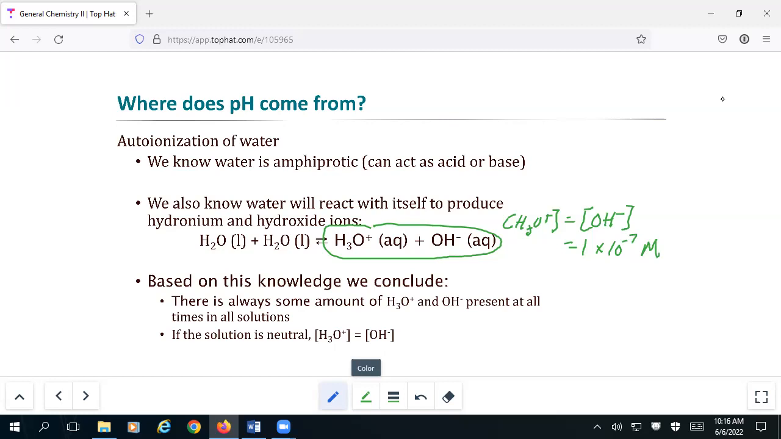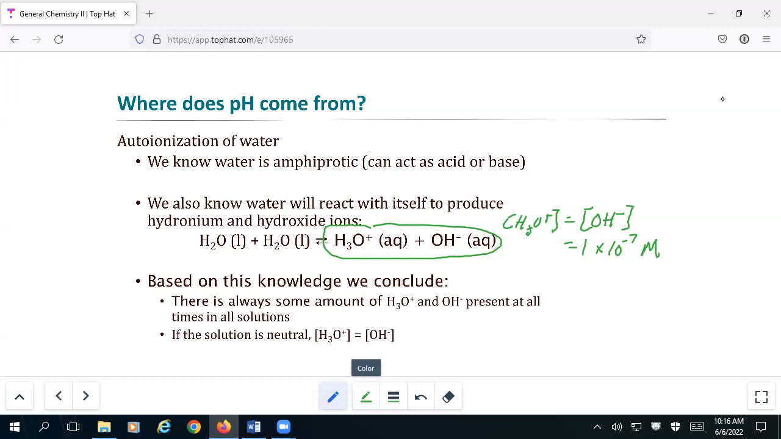Now also notice, remember I told you before, the concentration of water is somewhere between 55 and 56 molar. And yet the autoionization yields 1 times 10 to the negative 7th molar. So what does that tell you about the equilibrium of this kind of reaction? It's very, very reactant heavy. We're not seeing a whole lot of this, but we are seeing enough that we can notice it and we can measure it.